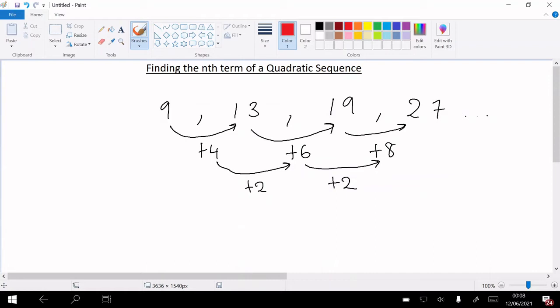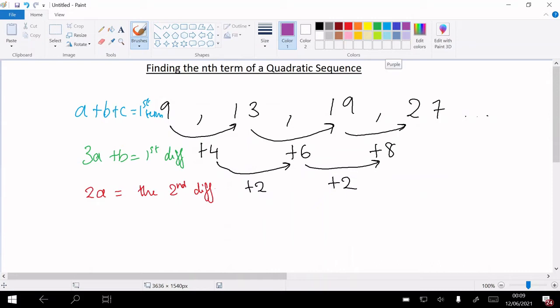Now you need to remember 3 different equations. So 2a is equal to the second difference. I will explain what I mean by that in a second. Then 3a plus b is equal to the first difference. And finally, a plus b plus c is equal to the first term. So let me explain what these 3 equations mean.